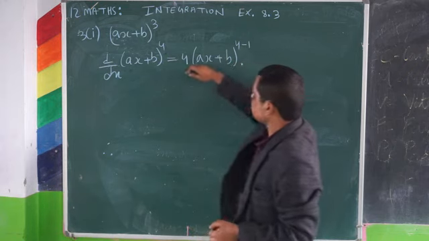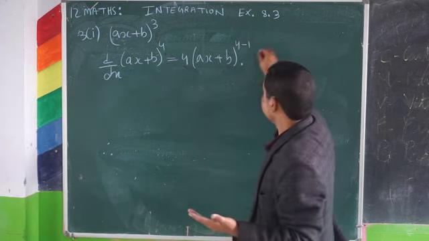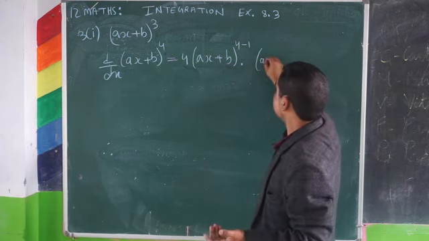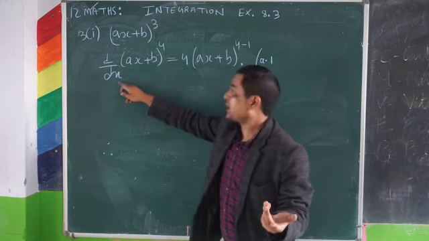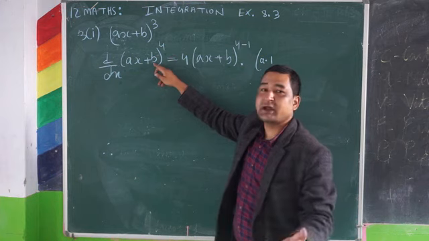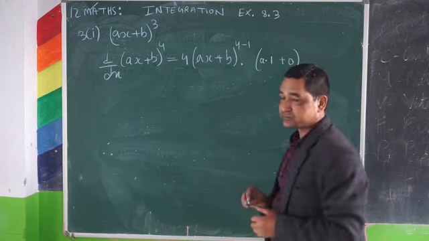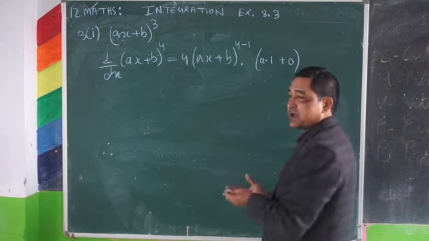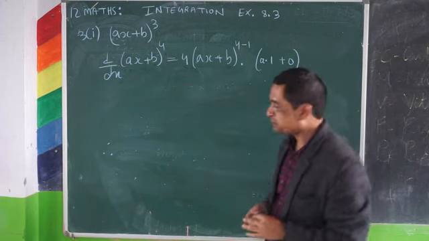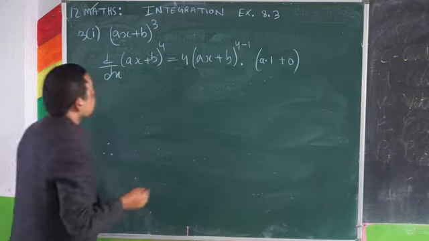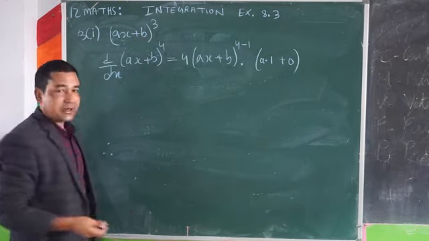After differentiating the power, we need to differentiate the base. What is the base? Ax. The differentiation of ax is a, and the differentiation of b is a constant, because we are differentiating with respect to x. There is no x, and any letter without x is called a constant. Therefore the differentiation of a constant is 0. Now simplify. Whatever extra term is there, we will take that extra term towards the question side.